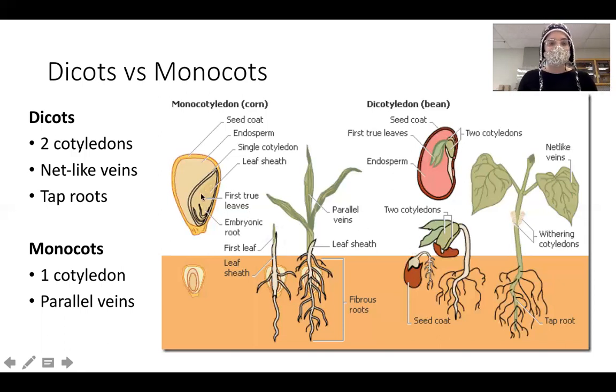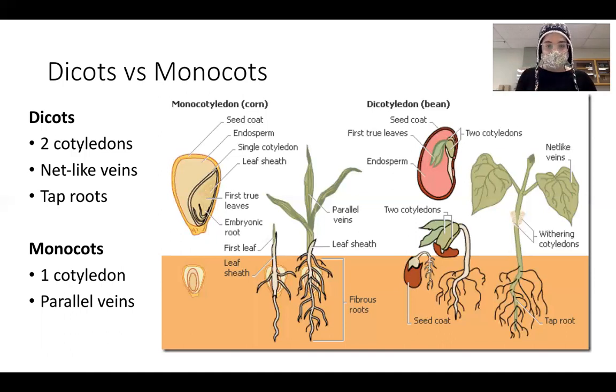Another main difference that you'll see occurs in the venation in the leaves. In our monocots, we have parallel veins. So these are plants like lilies. Lilies have parallel veins. And then in dicots, there are net-like vein systems.